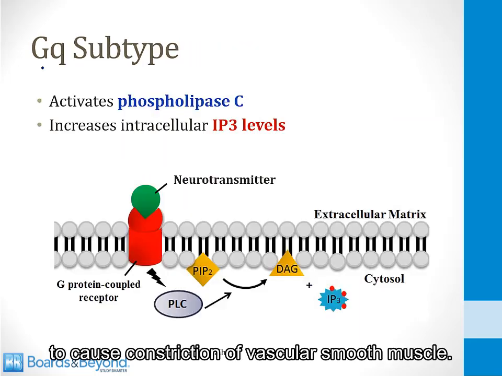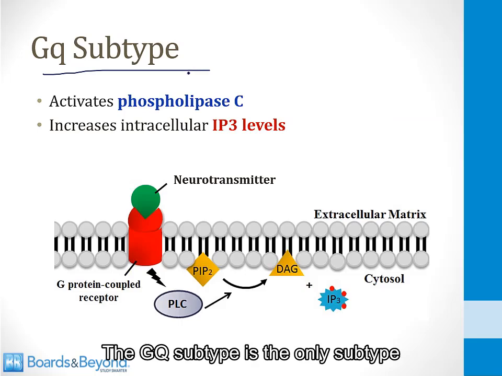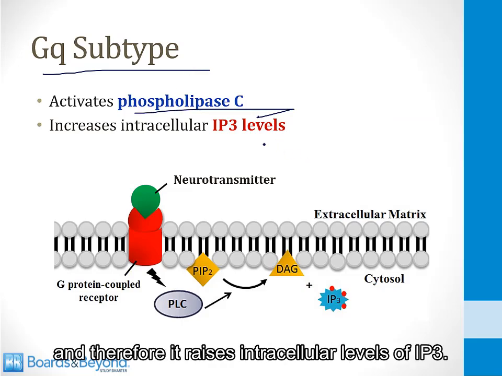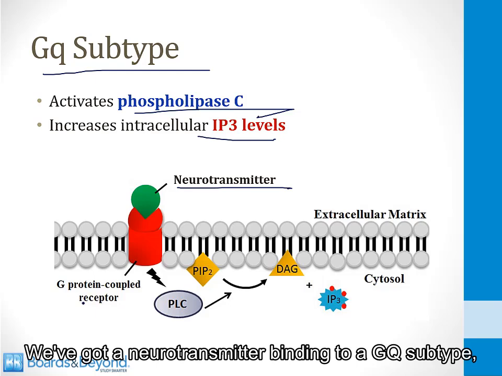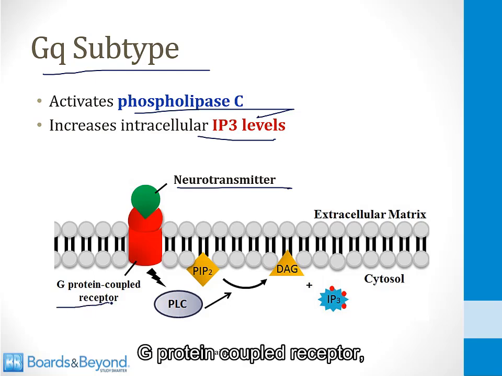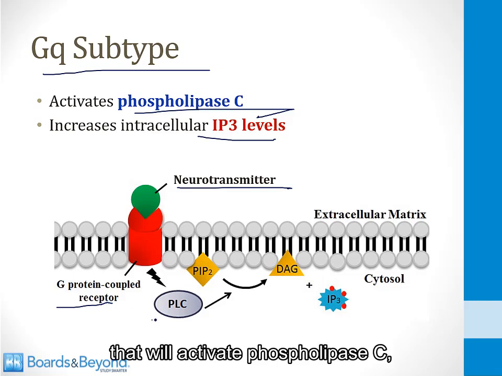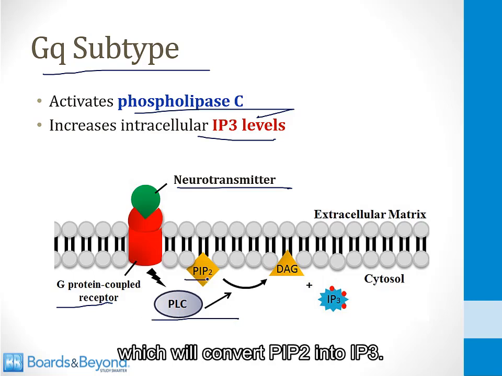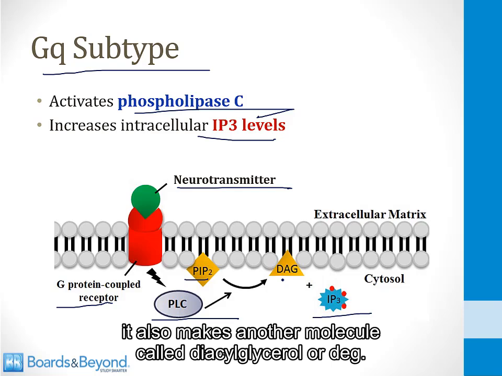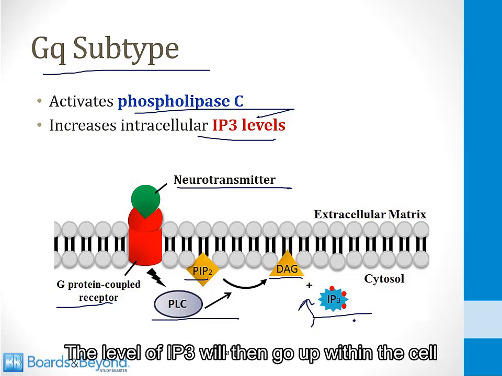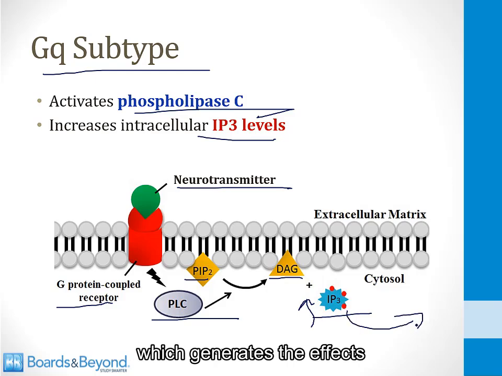The Gq subtype is the only subtype that activates phospholipase C, and therefore it raises intracellular levels of IP3. This is shown in the cartoon on the screen here. We've got a neurotransmitter binding to a Gq subtype G protein coupled receptor. That will activate phospholipase C, which will convert PIP2 into IP3. In addition to IP3, it also makes another molecule called diacylglycerol, or DAG. The level of IP3 will then go up within the cell, and that's the second messenger, which generates the effects of the G protein coupled receptor.